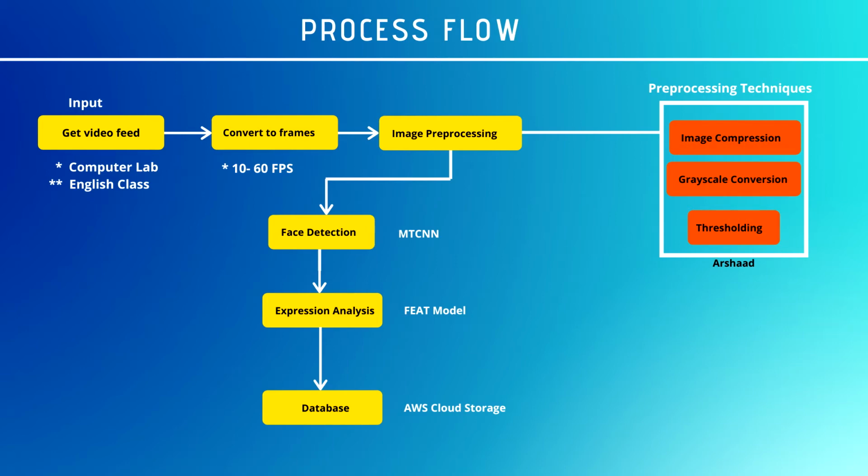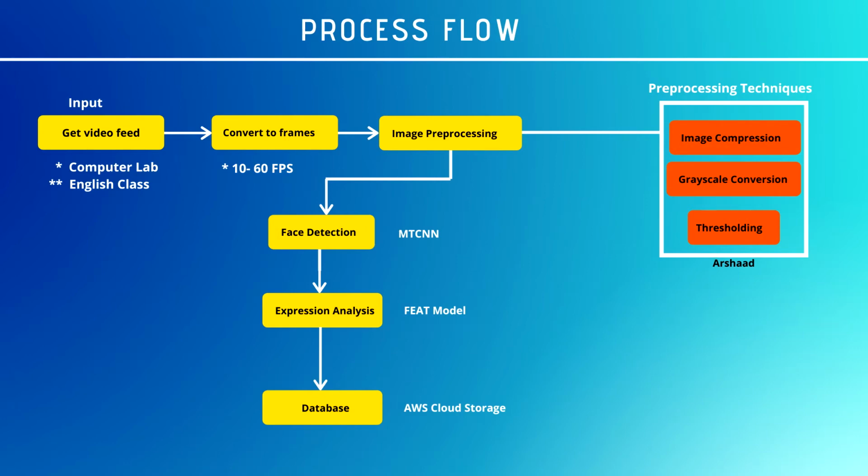All this video feed is then converted to frames. This can be set for 10 frames per second all the way up to 60 frames per second. It mainly depends on the duration of the video recording. So if we have a class of, let's say, 1 hour or 2 hours, then it's preferable to set at 60 frames per second.